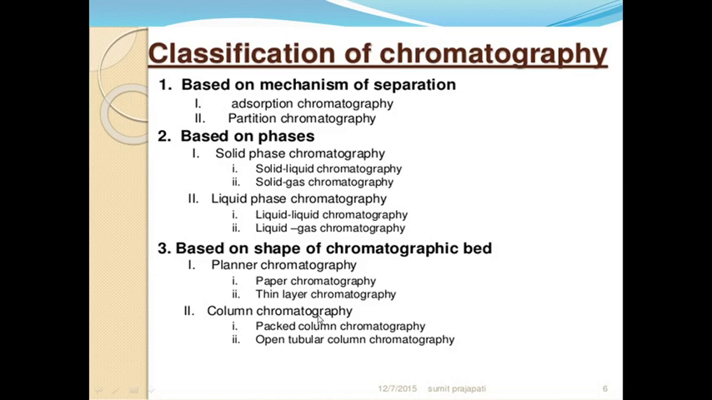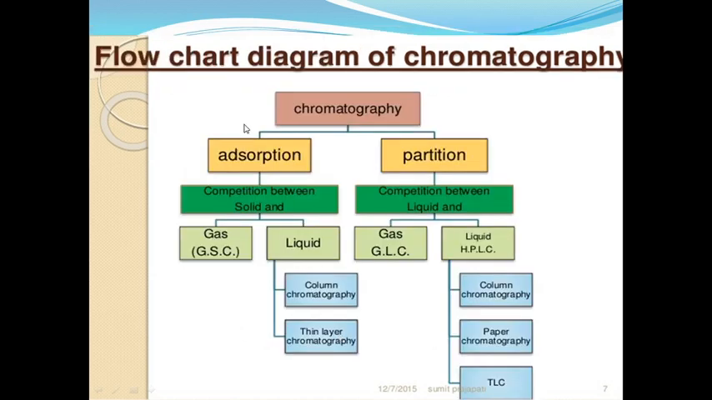And in column chromatography, the stationary phase is packed in a column. Column means nothing but a vertical cylinder or vertical glass tube, it seems like a big burette. Okay, and next one is the flowchart diagram of chromatography.